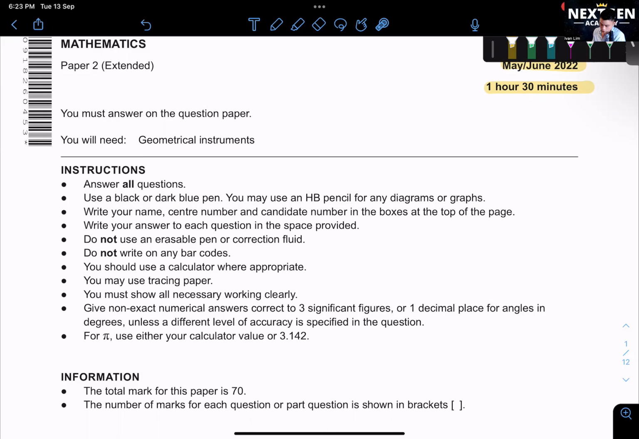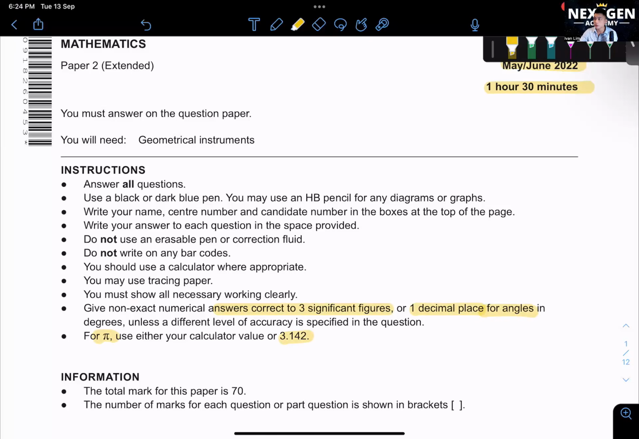It's given in school already, make sure you master it. You should use a calculator where appropriate. You may use tracing paper. This one, please take note: give your answer correct to 3 SF, or 1 decimal place for angles. For pi, use 3.142 or the pi button.